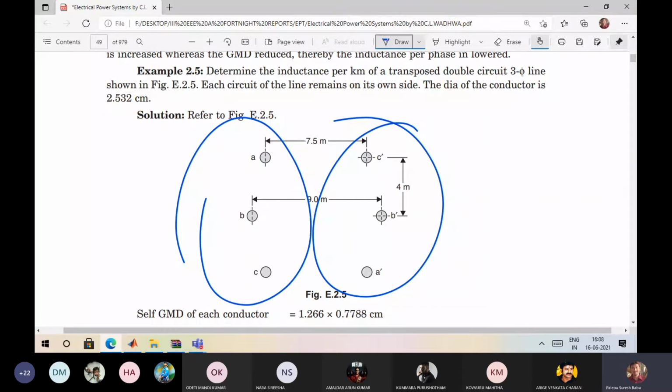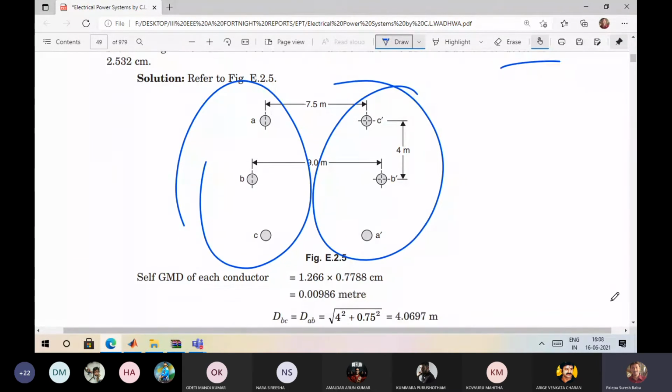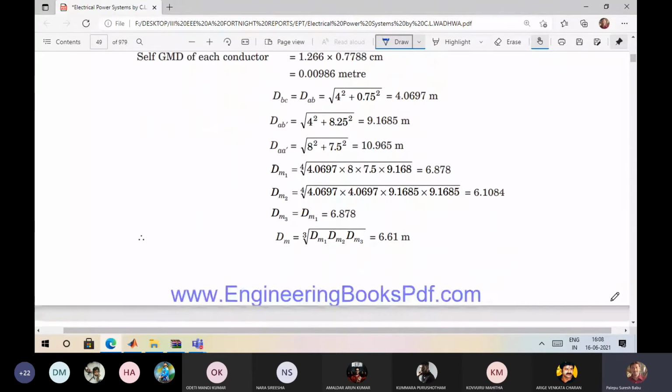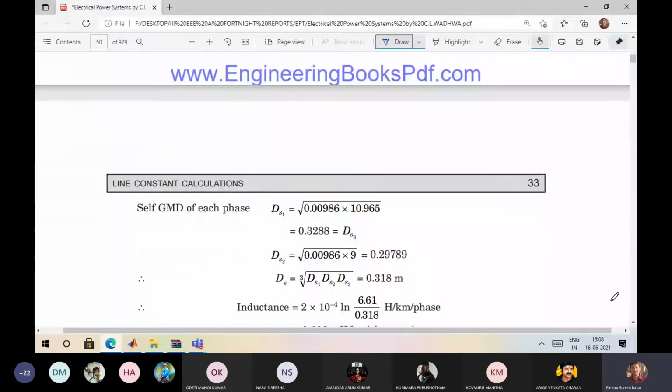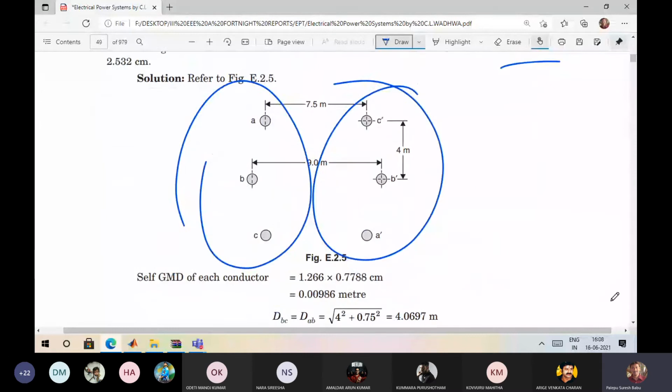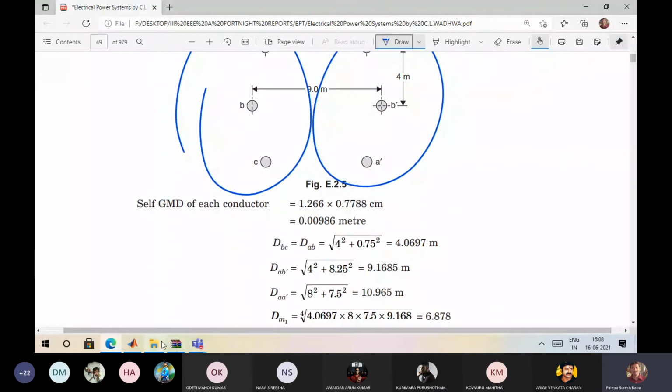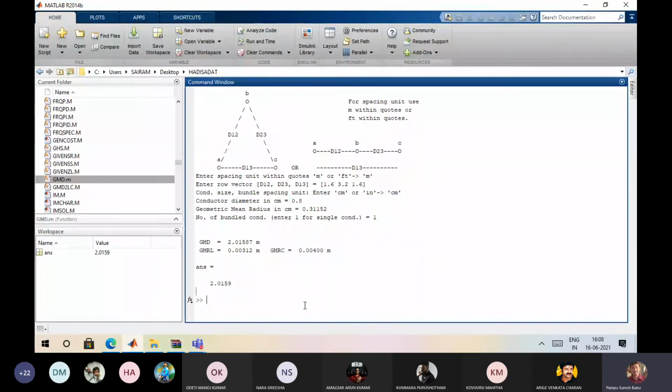Here the diameter is given as 2.532 centimeters and the distances are given. Very important, we have to calculate the distances from A to B and B to C. Now we will substitute the values and observe the results. These are the distances DAB, DBC dash, and we will verify whether the values are correct. We'll solve this problem once again using MATLAB.